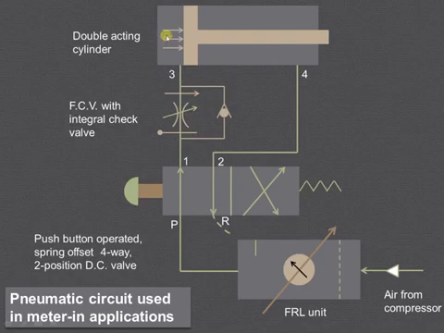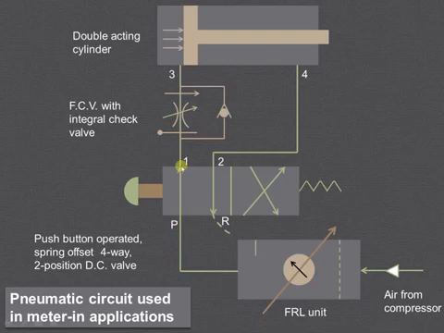Now this is the double acting cylinder. Air can be admitted from both the sides and therefore it is known as a double acting cylinder. So air from the compressor enters into this FRL unit, gets filtered, regulated and lubricated, and then it enters into this particular left envelope mode, that is port P.